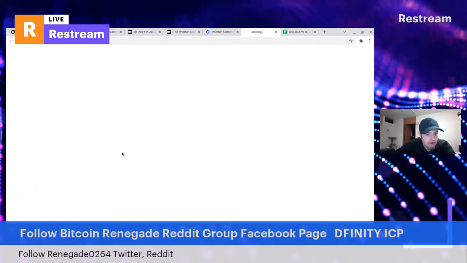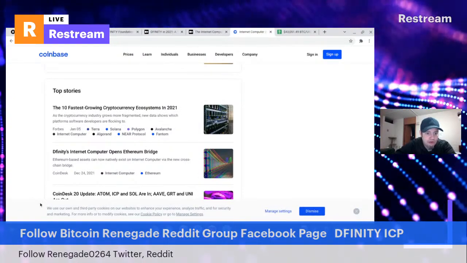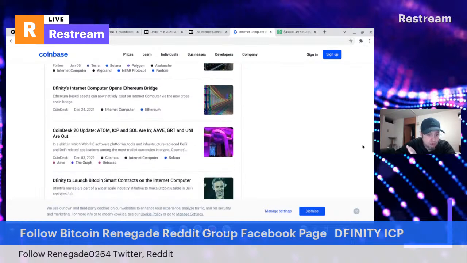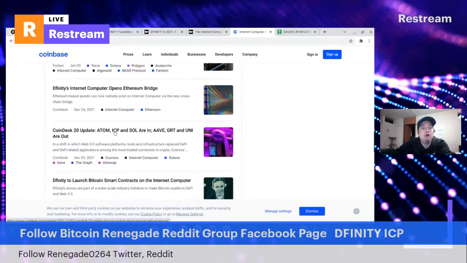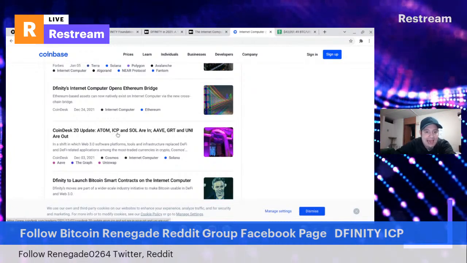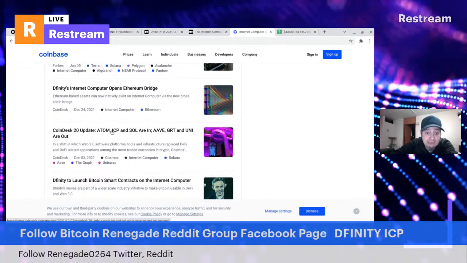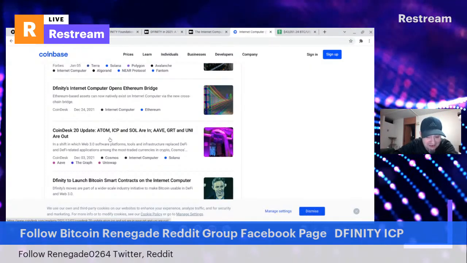Or maybe not ERC20, but an Ethereum bridge, whatever that is. And then a Coindesk update. I know we've seen this before, but I wanted to show it again. Atom, ICP, and Solana are in. Now, look where they're grouping ICP. I think ICP is where Solana was at $30. I really think that ICP is going to be the next Solana type crypto, or better. I actually think it's going to do a little better than Solana did.